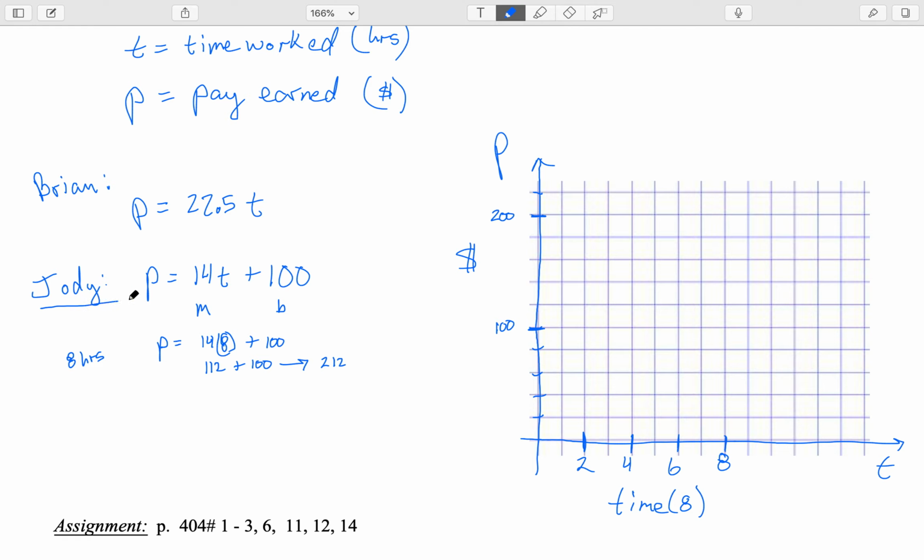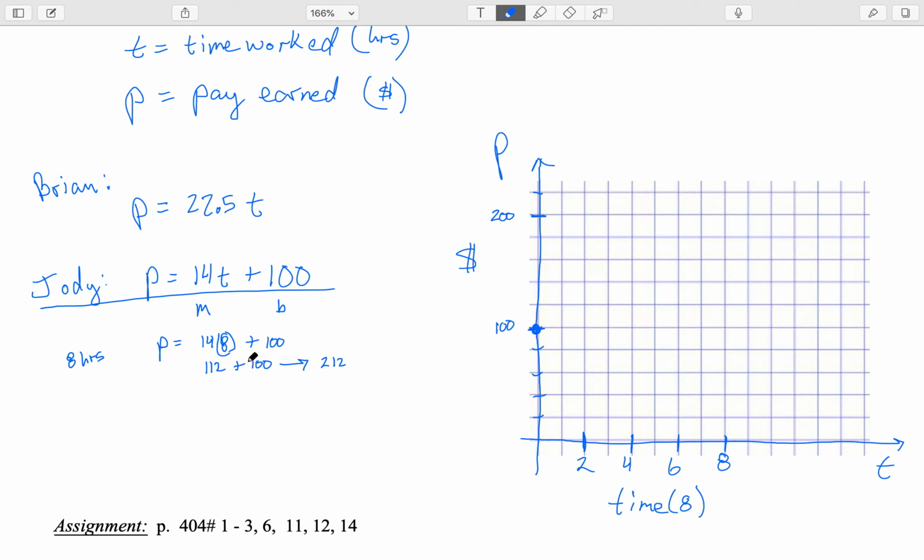Jody. Jody starts at 100. I know, y equals mx plus b. Okay, and then I want to go up 14 and over 1, up 14. It's not a very good way of doing it, is it? Should I go up 28 and over 2? Up 28.